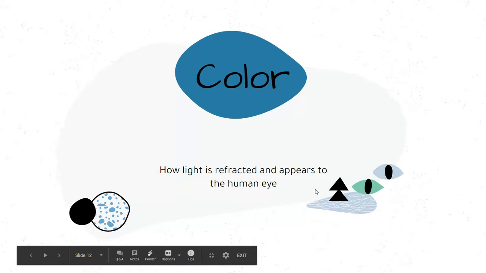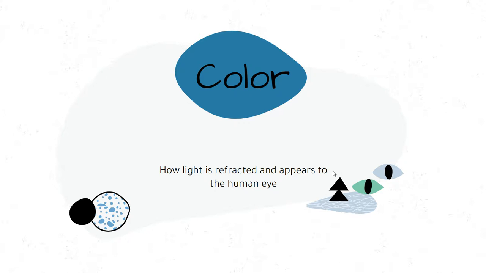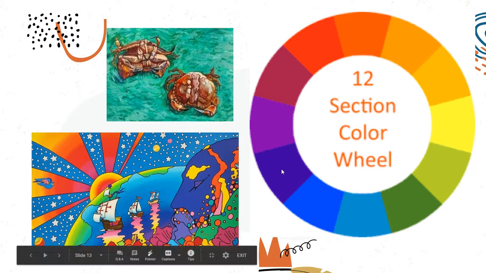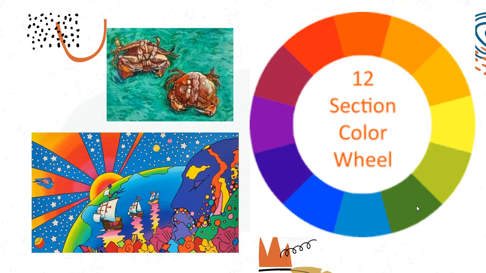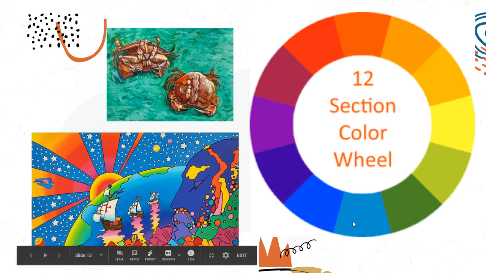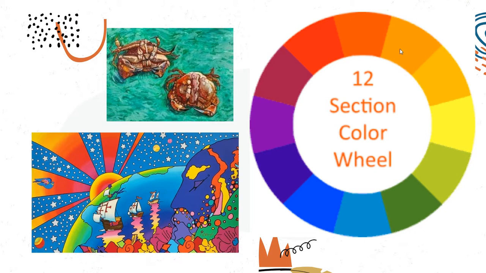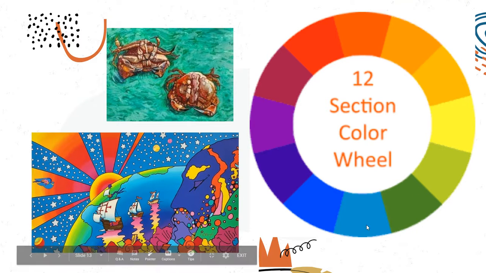Okay, moving on, we have color. Now this is the bright rainbow pretty part of art class. This is how light is refracted and it appears to the human eye. But we're going to learn the 12-section color wheel, which just means that we will talk about the primary colors, red, blue, and yellow, along with the secondary colors of violet, orange, and green. And then we'll also cover the intermediate or tertiary colors that fall in between that. So your blue greens, your red violets, your red oranges, all those extra colors that fall in between those two categories. And it ends up being 12 different colors.